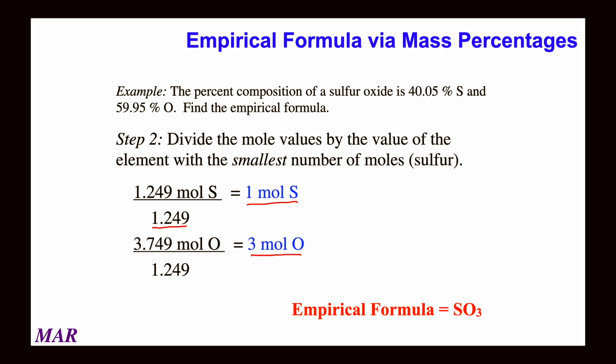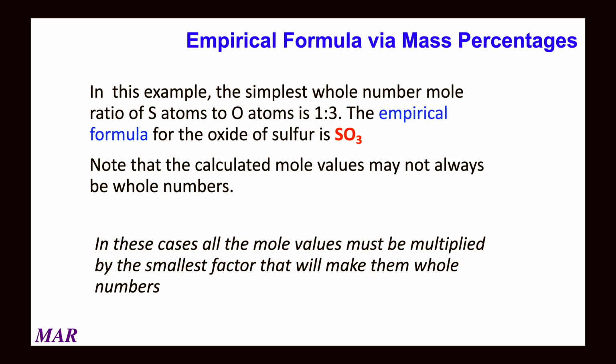3 oxygens per 1 sulfur. That's a formula. SO3 is the empirical formula of this compound. So again, we took the percentages and turned them into grams, and that's easy because we assume 100 grams. Then we turned those grams of the element into moles to get these two numbers right here. We divided both numbers by the smaller, 1.249 in this case. The one was automatically equal to 1. The other one turned out to be 3, SO3. In this example that we just did, it was a nice whole number. 1 sulfur to every 3 oxygens, empirical formula SO3.